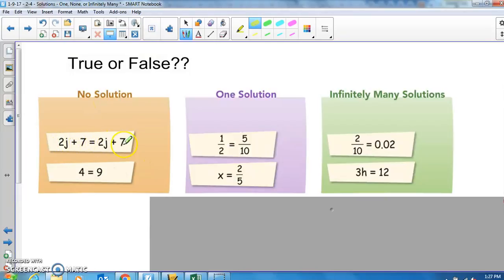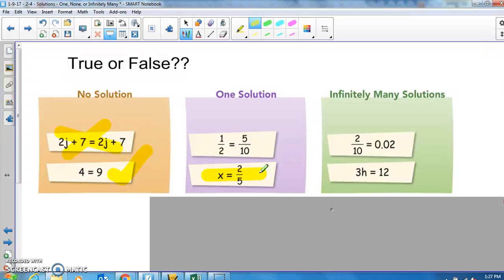2j plus 7, 2j plus 7. Are these two things the same exact thing? Yes. So what that means is this would not be no solution. So that would be an X. So this would be the true one because 4 does not equal 9. All right, one solution. This is like what you're used to working. We want to figure out what X equals. So obviously that would be your solution.